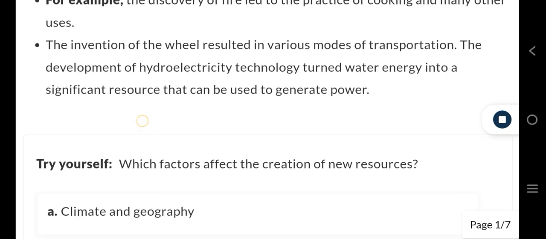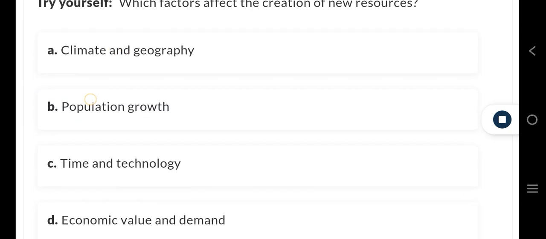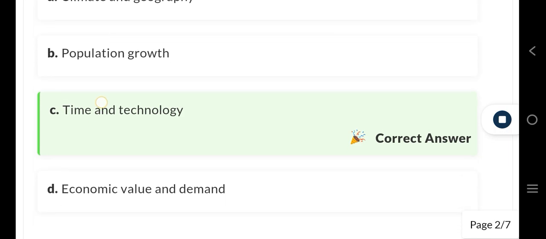Try yourself. Which factors affect the creation of new resources? A. Climate and geography. B. Population growth. C. Time and technology. D. Economic value and demand.